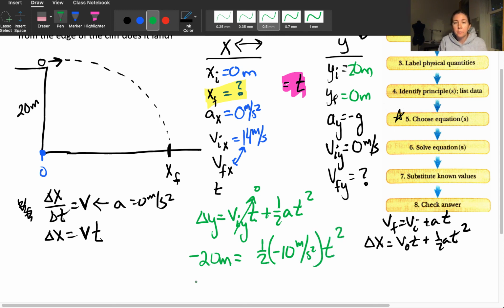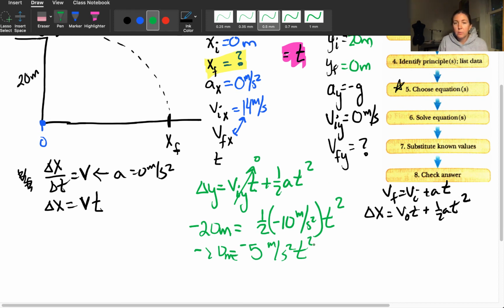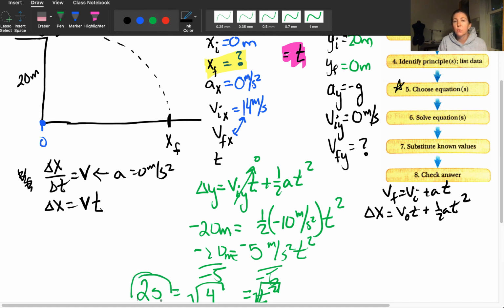And so negative 20 equals negative 5 meters per second squared, time squared. Divide both sides by negative 5. We get t squared equals 20 divided by 5, which is 4. Take the square root. So we get our time of 2 seconds. This is going to work out swimmingly. Okay, so we get a time of 2 seconds.